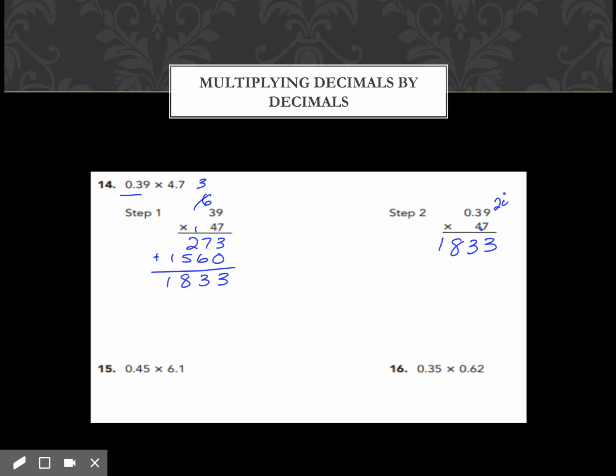So now they made a typo here. In this one I have 2 decimal places. This one I have 1 decimal place. So that makes a total of 3 decimal places. So I have 1, 2, 3. So 1.833 is my answer. Again, we're just doing multiplication and popping that decimal number back in there. So give 15 and 16 a try while I pause and come back and check your work against mine.